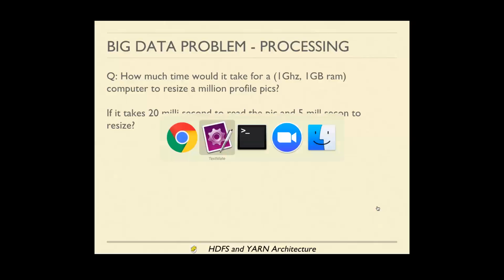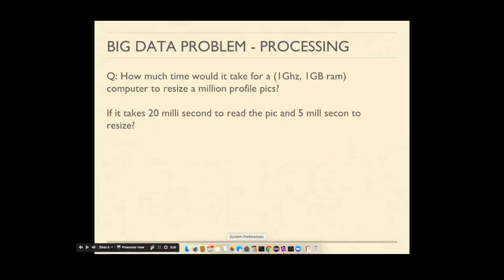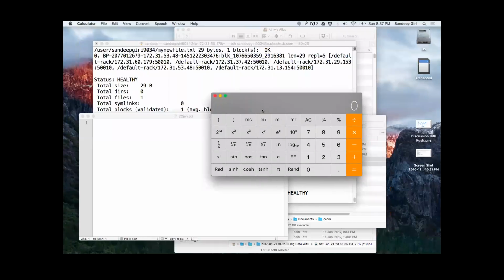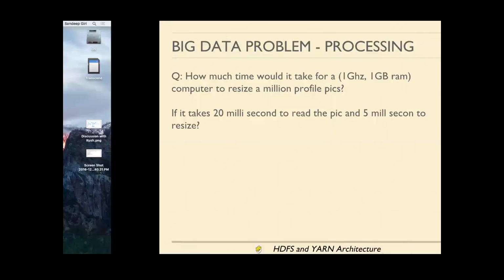Let me try to show you. Although it looks a little slower to do that. So we had 25 milliseconds into 1 million, so it'll be 25 milliseconds into 1000 divided by 3600. Around 7 hours.